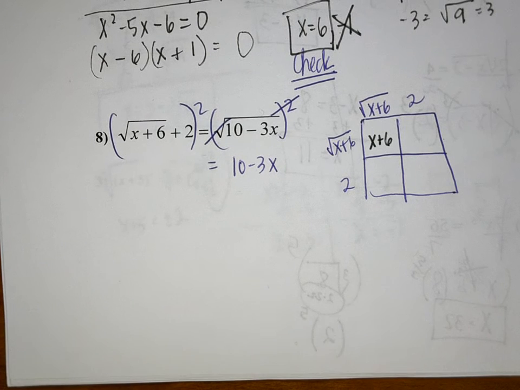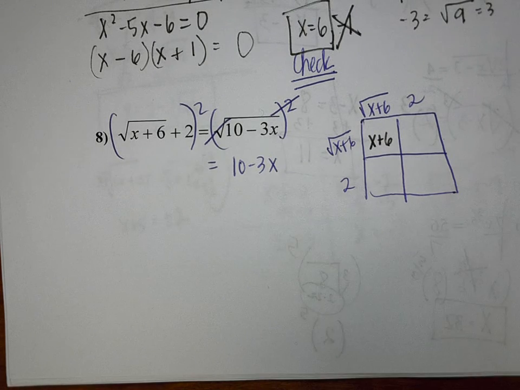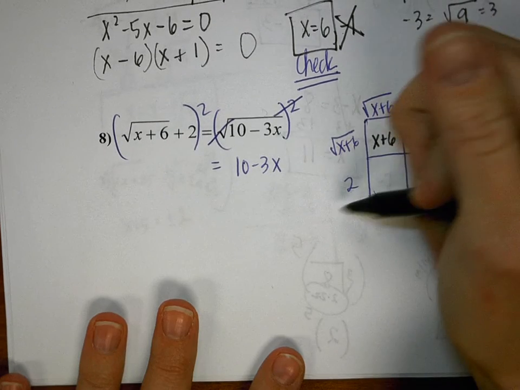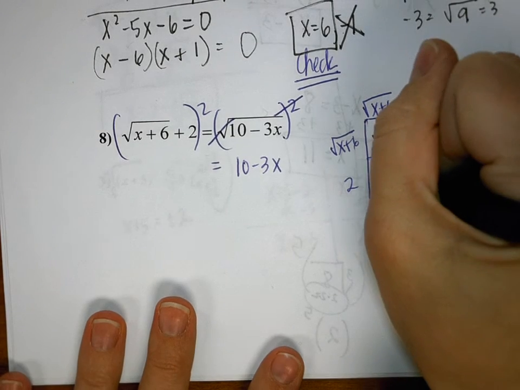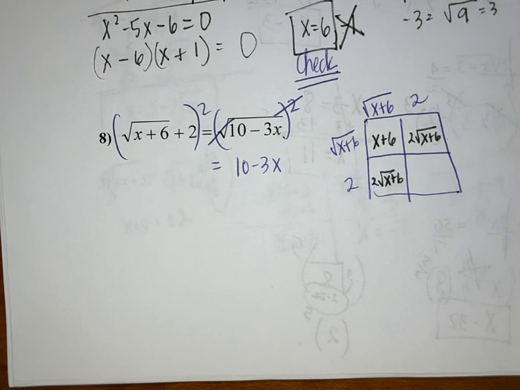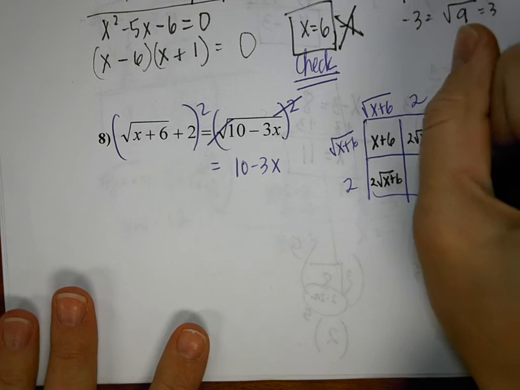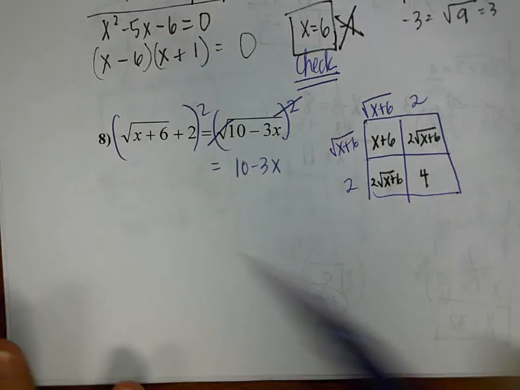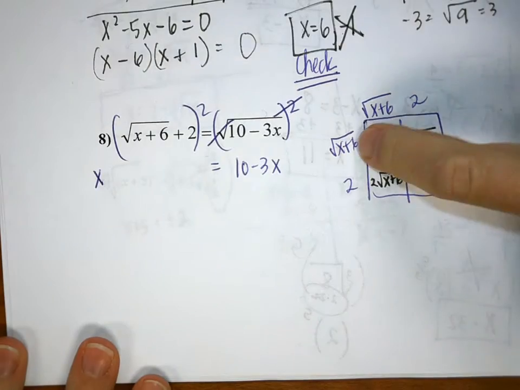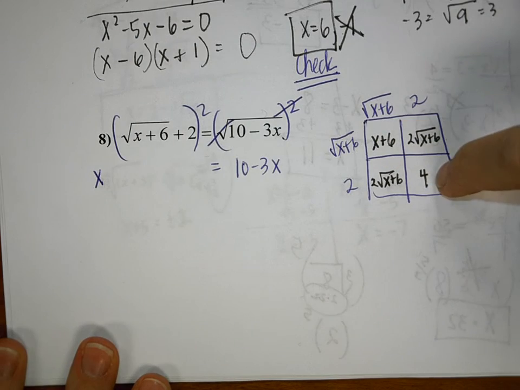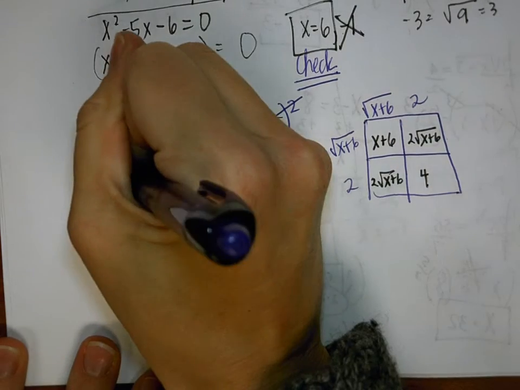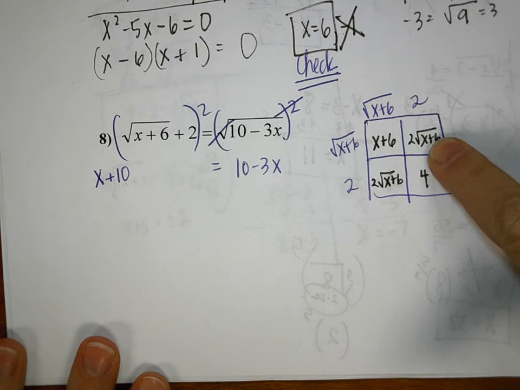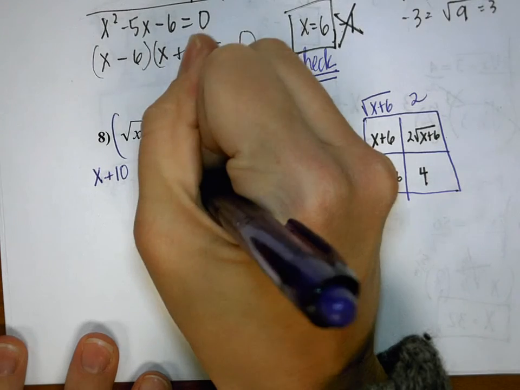When you go 2 times root x plus 6, what are you going to get? 2 root x plus 6. On the bottom, when I go 2 times root x plus 6, I get 2 root x plus 6. And then 2 times 2 is 4. Okay, so when I write this out, I have an x, okay, and then 6 and 4 is 10, so x plus 10. And then 2 root x plus 6 and 2 root x plus 6 will make 4 root x plus 6.